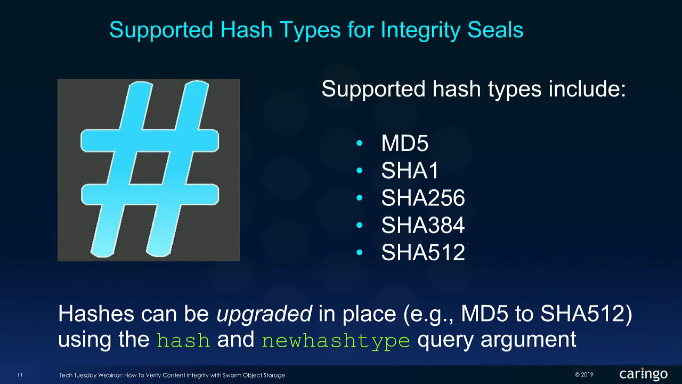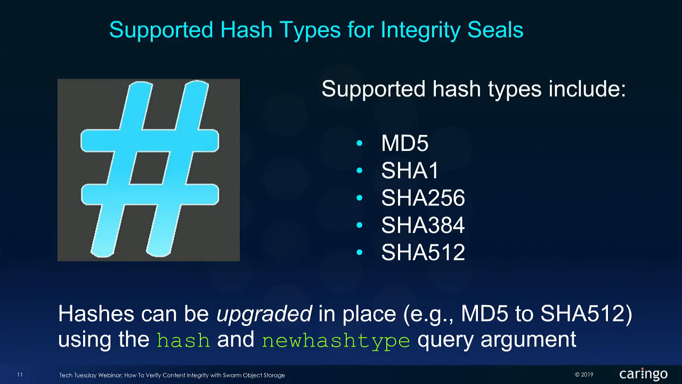So let's say, for example, you initially created an object and gave the hashtag query arg with MD5. You could go back later and perform a get on that object using the hash and the new hash type query args, and with the new hash type query arg, you would say what hash type you'd want to change it to. So you could say new hash type equals SHA-256, for example, and it would change it from MD5 to SHA-256. And we'll show you how that works when we do a quick demo for it as well.